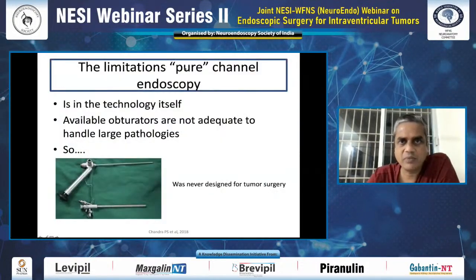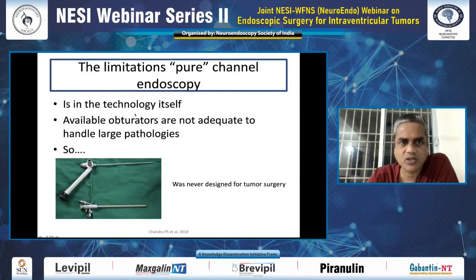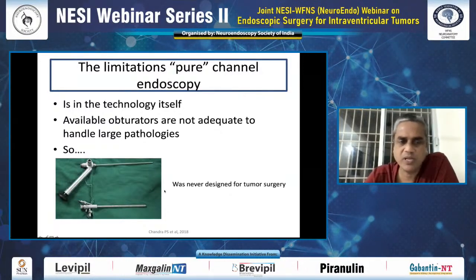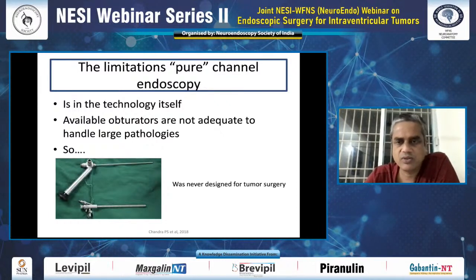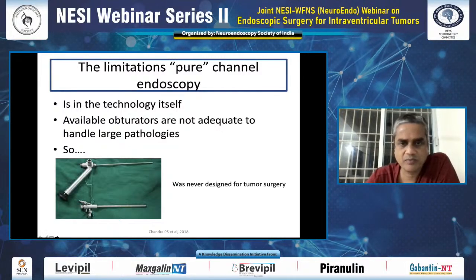Now, the limitation of pure channel endoscopy, as already mentioned by Professor Yadav, is in the technology itself. The obturators which have been developed were not developed to handle large pathologies. They were never designed for tumor surgery. They were designed fundamentally for endoscopic third ventriculostomies.